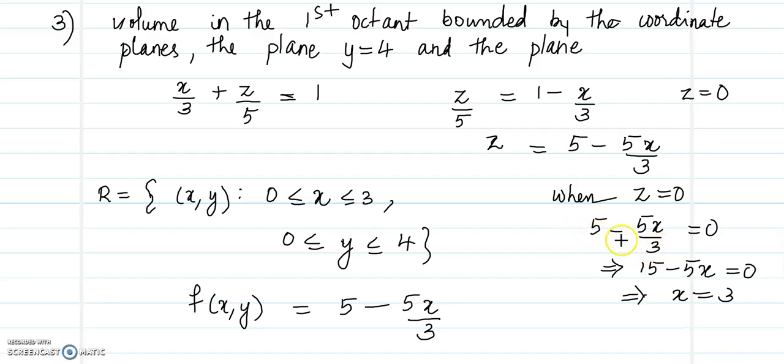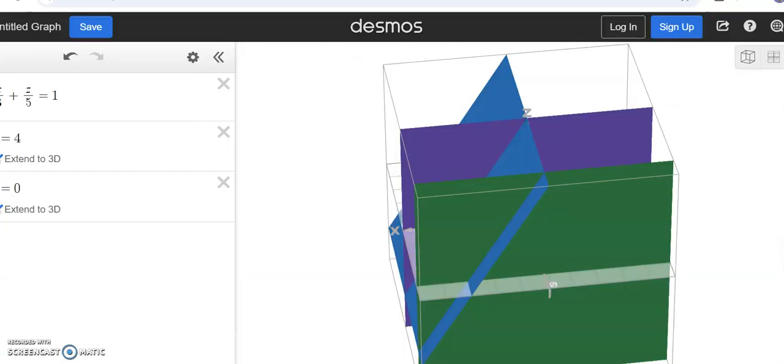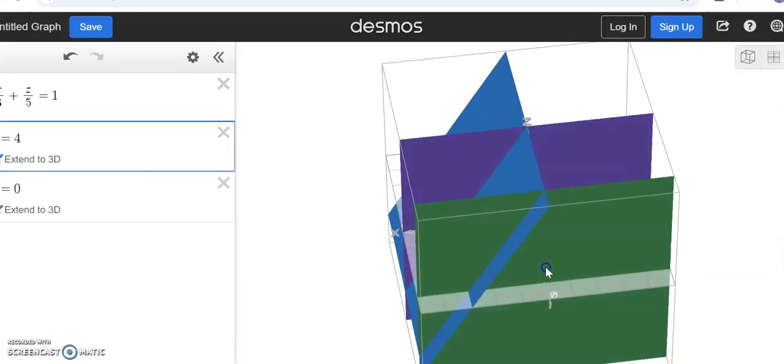Cross multiplying with 3 and equating it to 0, on the numerator we will get 15 minus 5x equal to 0. So we will get 15 minus 5x equal to 0, and upon simplifying we will get x equal to 3. So in this graph, this is the portion of the plane x/3 + z/5 = 1.